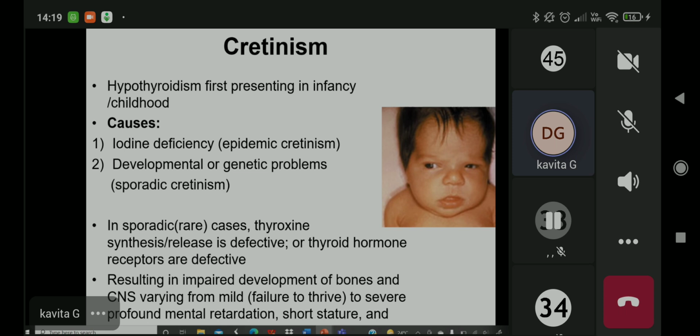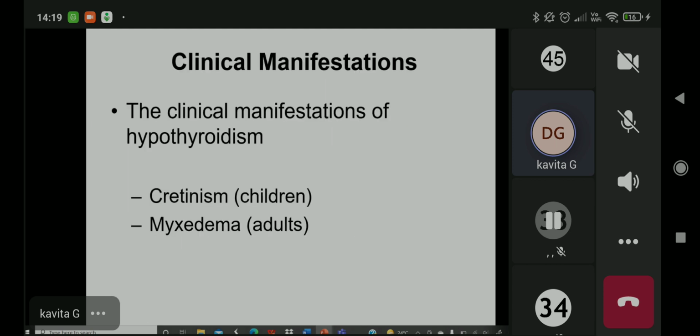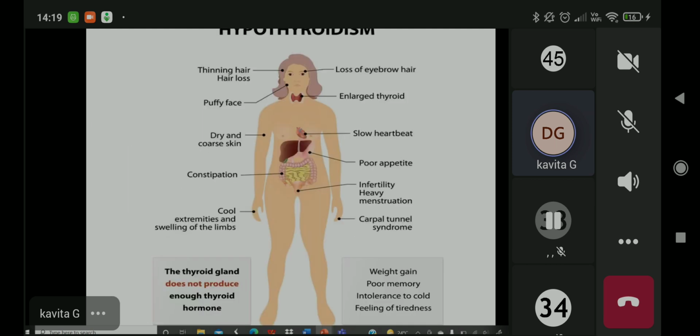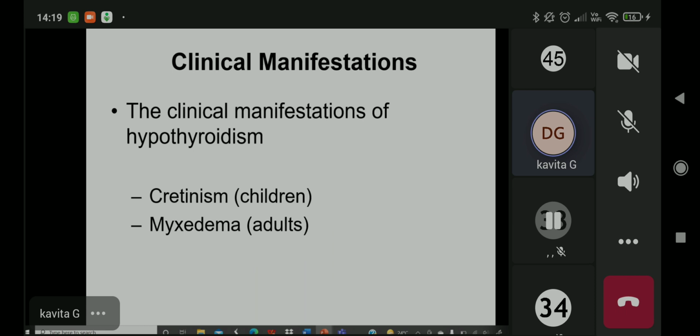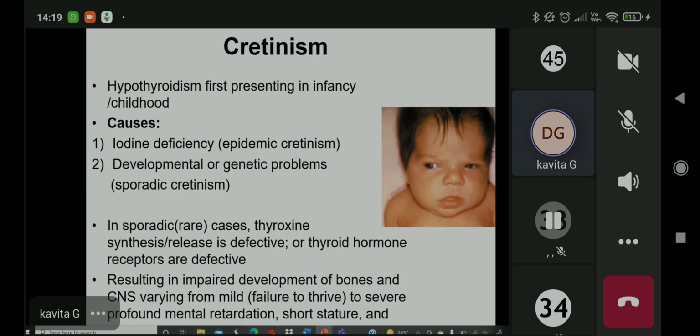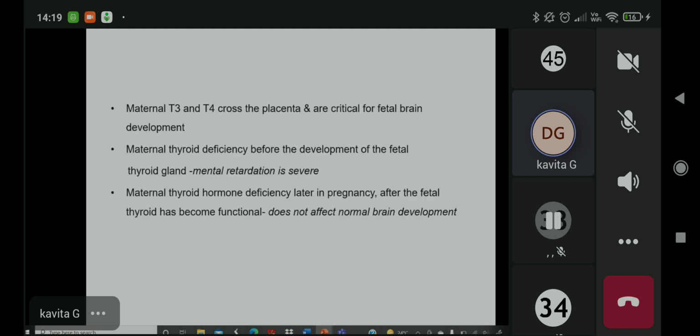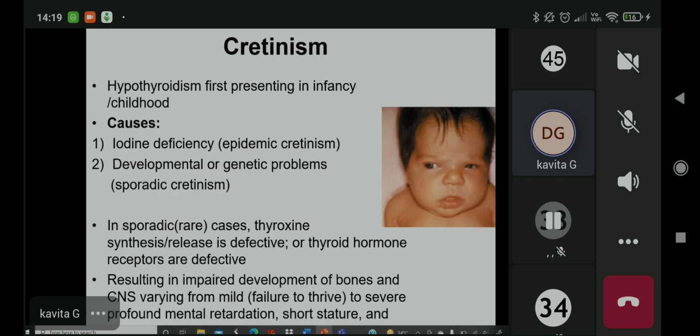So I've mentioned, we've seen over here how it is looking like in the adult, the myxedema patient, the hypothyroid patient. But in the child, it is going to come to you as a failure to thrive, as a mental retardation, a short stature, okay? And this is cut over here, but a frequent tendency towards infections also.